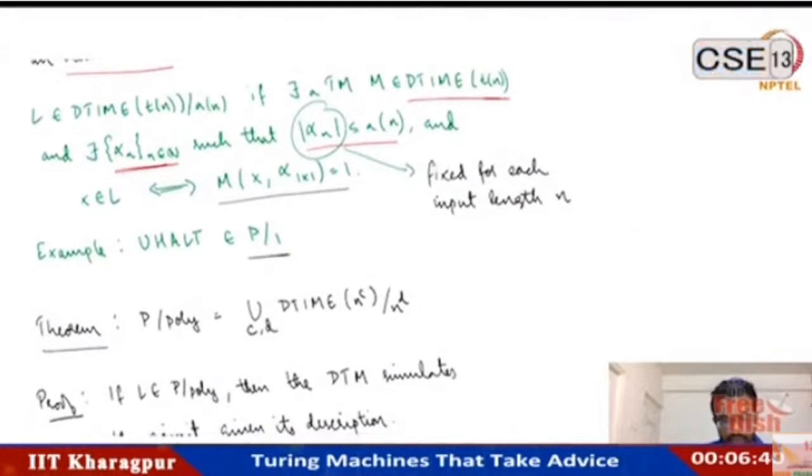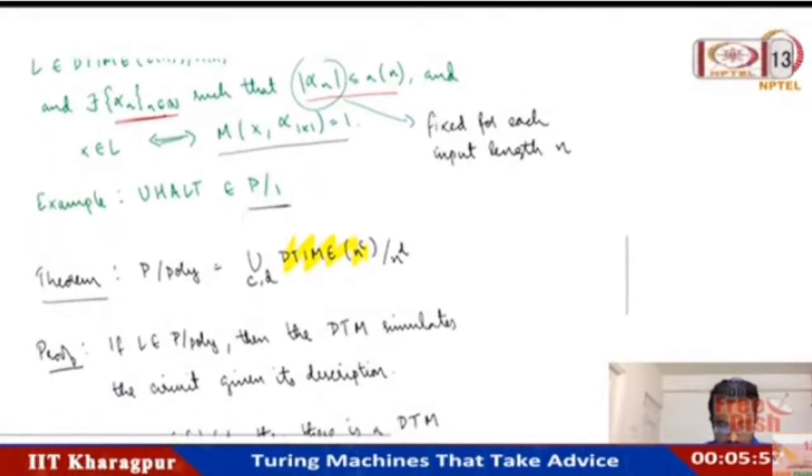And P/poly, what we have already seen, is actually equal to DTIME(n^c) / n^d, or DTIME(n^c) / n^d. So now you could see why the notation P/poly is used, because the numerator that we have is DTIME(n^c), which, if you take the union over all c, is just the class P. And the denominator is n^d, which is again a polynomial. So that's why we call it P/poly. This is the genesis of the word P/poly.